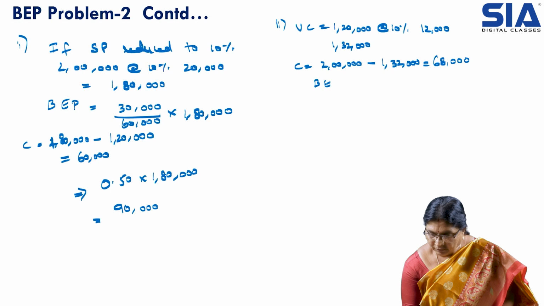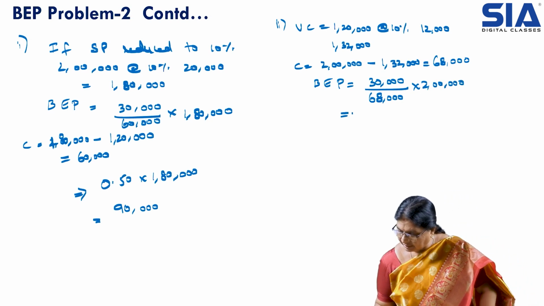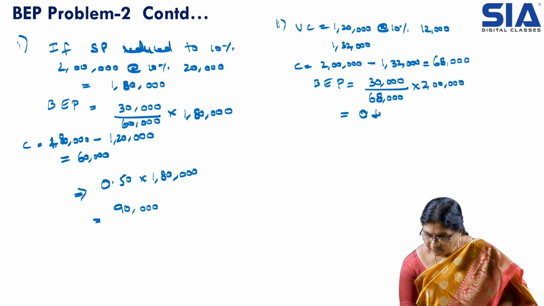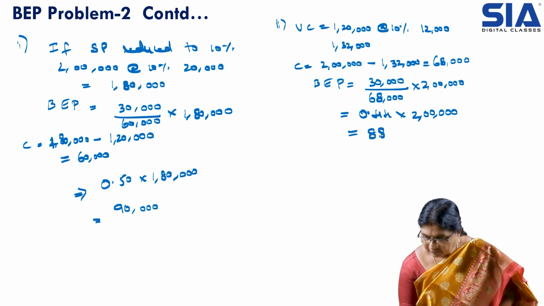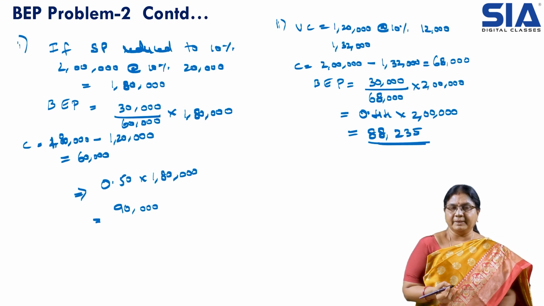So BEP is equal to fixed cost of 30,000 divided by contribution of 68,000, into our sales of 2 lakhs, which is equal to 30,000 divided by 68,000, that is 0.44, into 2 lakhs, which is 88,235. So this is our BEP if the variable cost is increased by 10%.